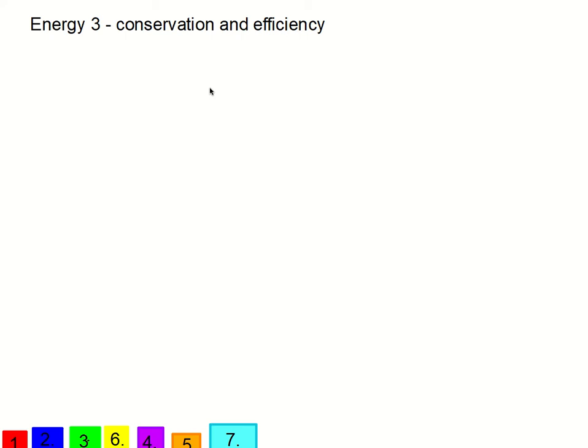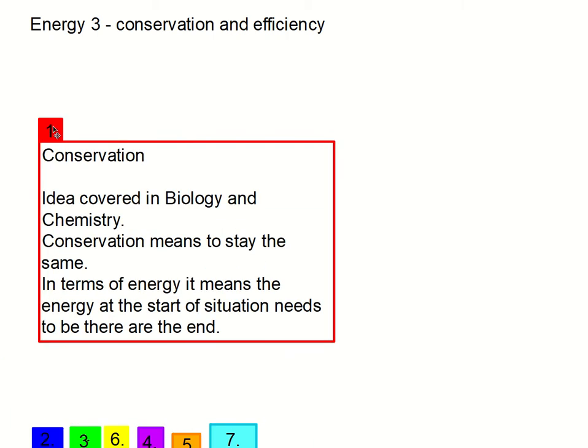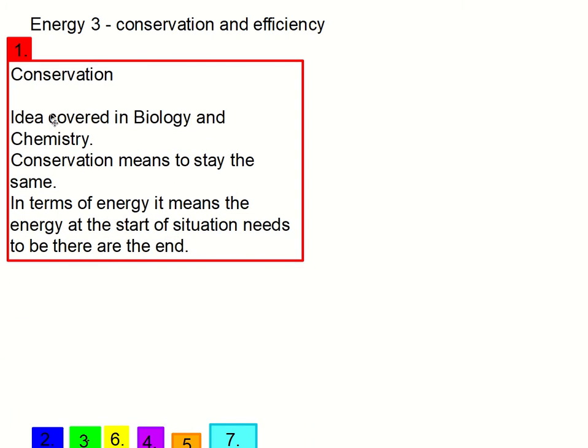This time we're looking at this idea about conservation of energy, and conservation is something that you will have seen in the other areas of science. It's covered in biology, it's covered in chemistry, and essentially conservation just means to keep the same. So in biology, when we are doing conservation, we are trying to stop animals and plants from becoming extinct. We're trying to keep their numbers the same, or perhaps improve them a little bit.